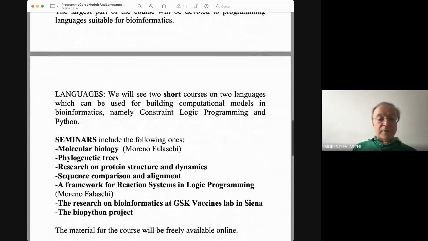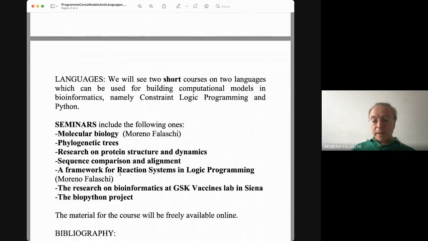The seminars will include these ones: molecular biology, which will be given by myself, phylogenetic trees, research on protein structure and dynamics, sequencing comparison and alignment, a framework for reaction systems in logic programming, given by myself, the research on bioinformatics at GSK Vaccine Lab in Siena, and maybe by other companies, the BioPython project, which is essential to see a huge library for bioinformatics fully developed in the Python language, which will be quite suitable for you in case you want to develop applications in bioinformatics.